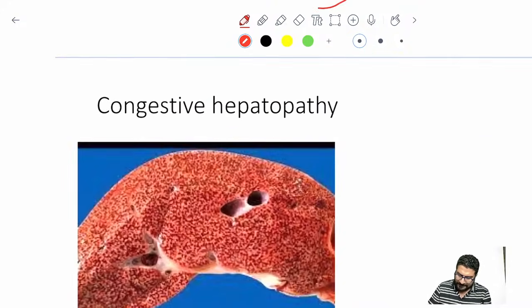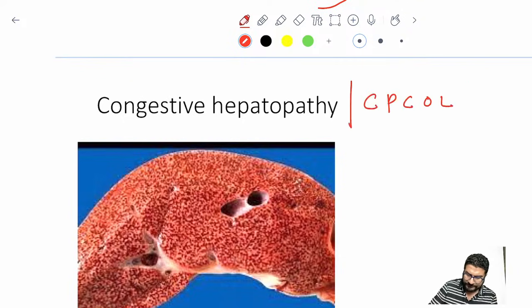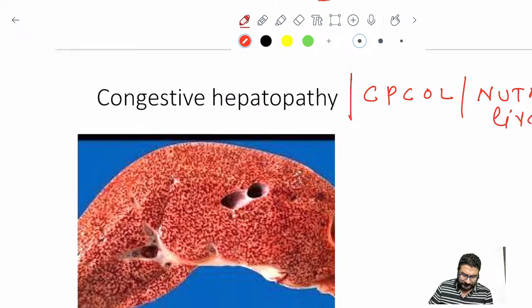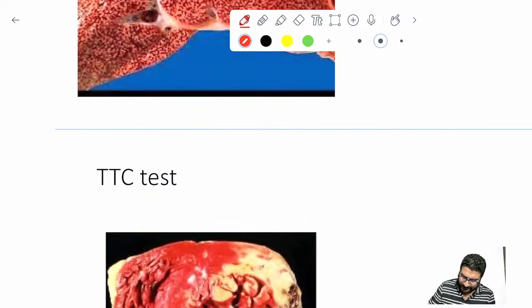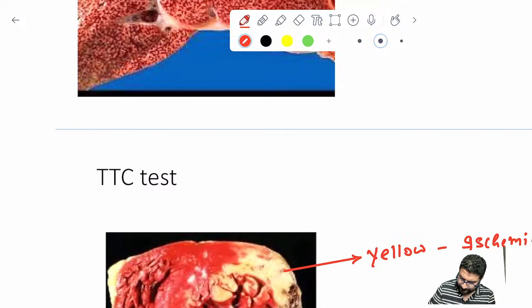This congestive hepatopathy, we also call this chronic passive congestion of liver, or in pathology we call this nutmeg liver. TTC test, triphenyl tetrazolium chloride. You can see this is like pale yellow color. This yellow color will be the ischemic area, and you can see this red area. This red area is viable tissue. This brick red color will be the viable tissue or non-ischemic area.